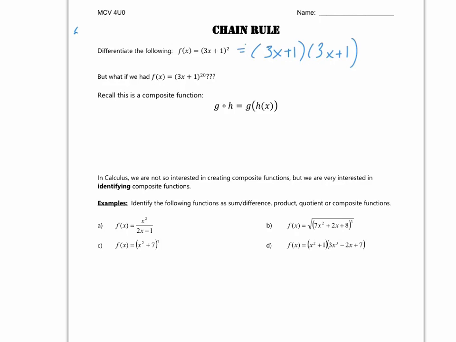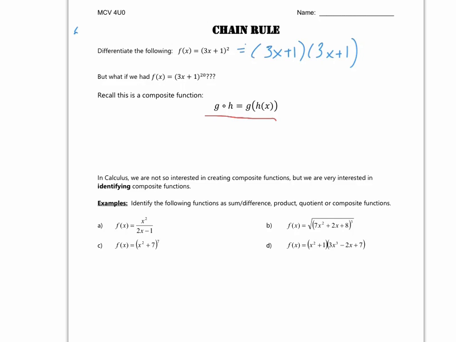But what if we had something that was to the 20? Obviously, we're not going to expand that, so we need a rule for something that looks like that, okay? And this takes us back to advanced functions and our knowledge of composition of functions. You'll remember that this is the composition of g and h, okay?